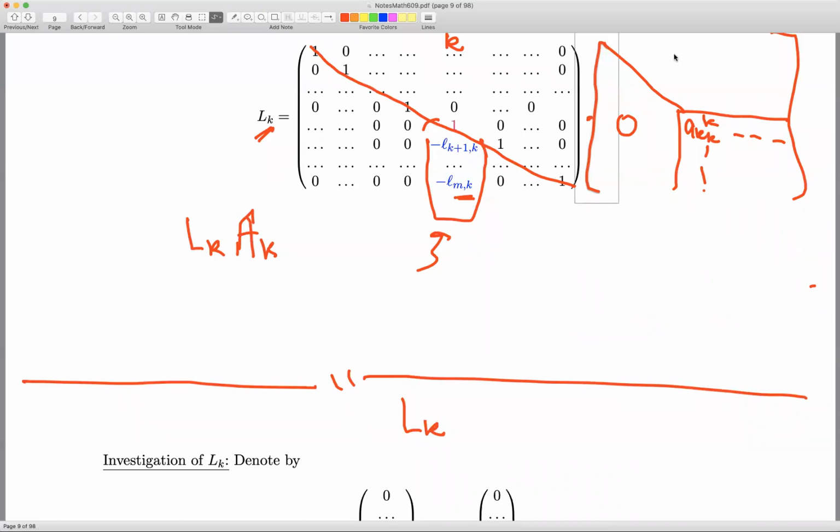Hello again. We continue from the point where we ended in lecture number 1. So this is lecture number 2 for Math 609.